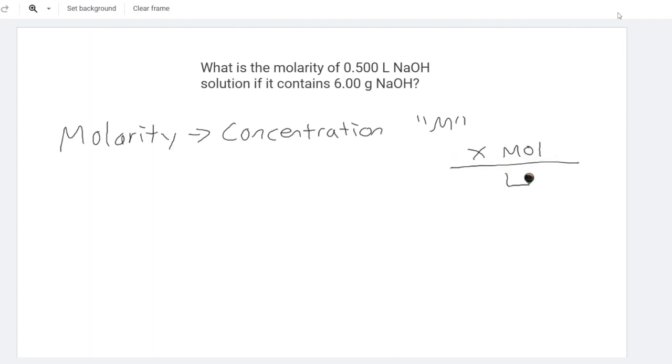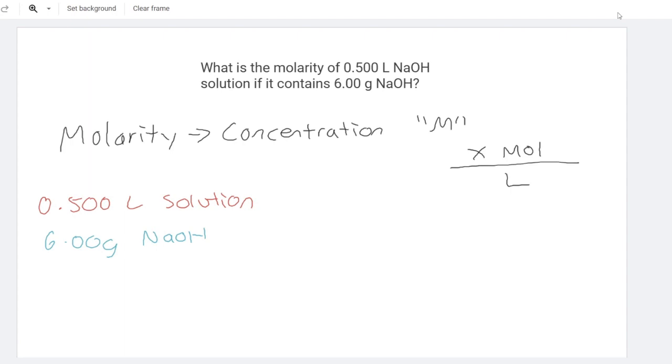Now let's apply this into our practice problem here. What is the molarity of 0.500 liters of sodium hydroxide solution if it contains 6 grams of sodium hydroxide? There's two notable pieces of information. First, we have 0.500 liters in the solution, and second, we have 6.00 grams of NaOH. Now, there's a problem that you might have noticed, which is that we don't have moles.